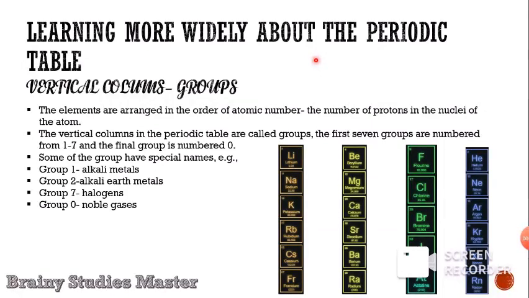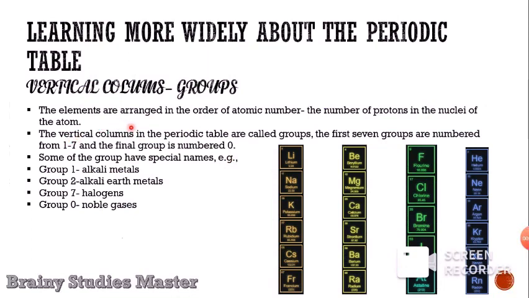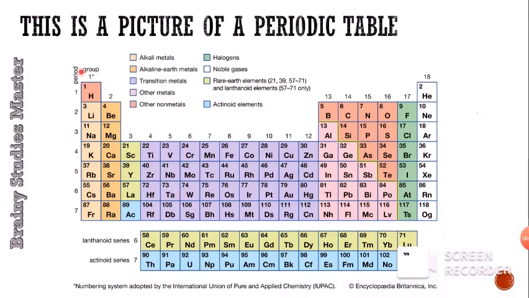So now, what do we call these vertical columns? The elements are arranged in the order of atomic number, the number of protons in the nucleus of the atom. So the vertical columns in the periodic table are called the groups. The first 7 groups are numbered from 1 to 7, and the final group is numbered 0. In all periodic tables they don't put numbers here. So here it will be 1, then 2, then 3, 4, 5, and up to here it is 6. Here they don't put 8, but they put the number 0 there.